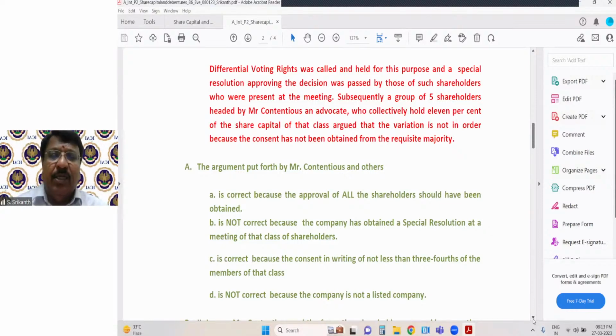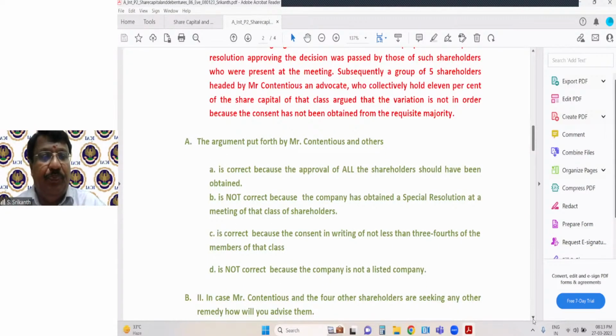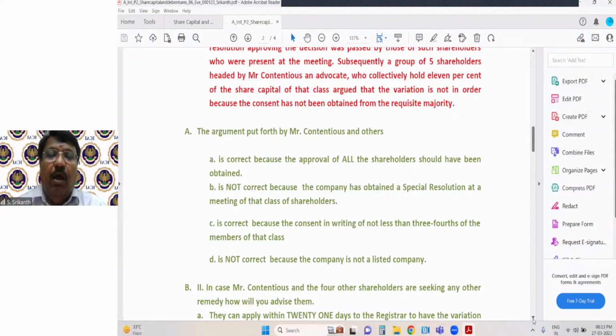It's not correct because the company has obtained a special resolution at a meeting. Or it is correct because the consent in writing of not less than 3/4 of the members is not obtained. Or it is not correct because the company is not a listed company. Let us see if you can get an answer. This is just a revision of your earlier topic.